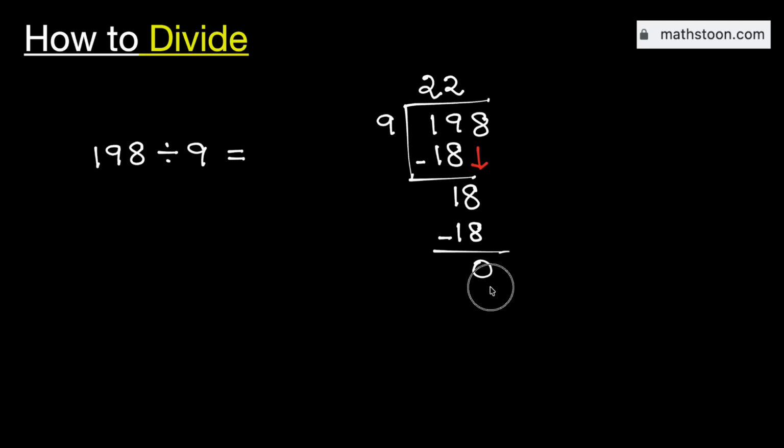As we have got the number 0 and we have no number to bring down here, so we will stop. Therefore, 198 divided by 9 is equal to 22. And this is our final answer.